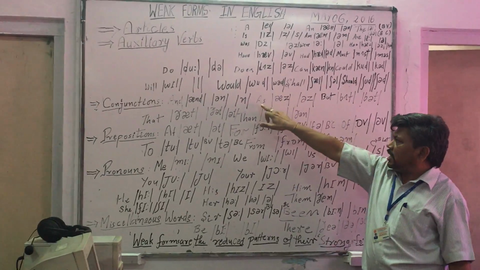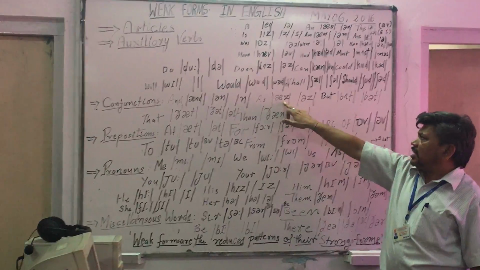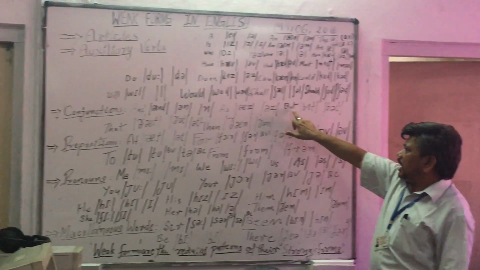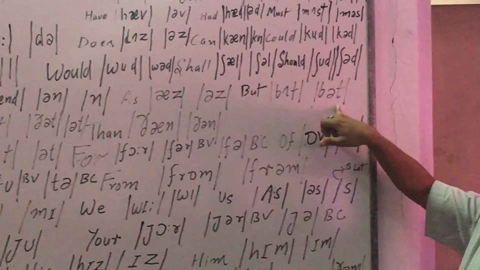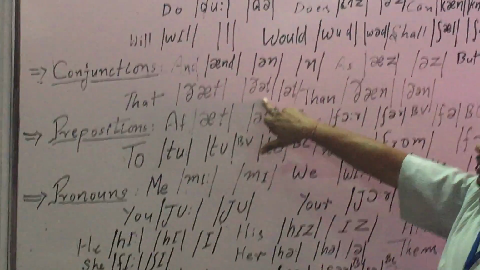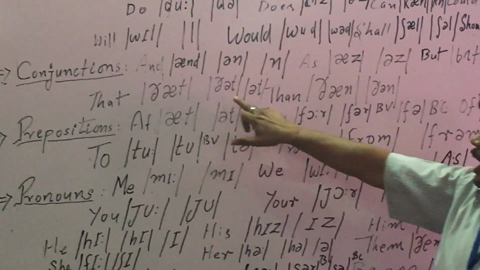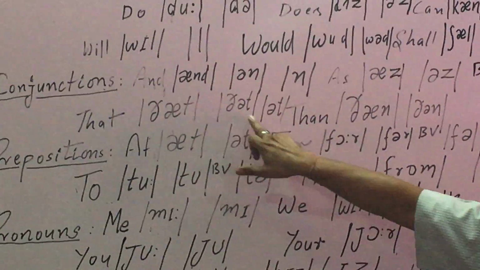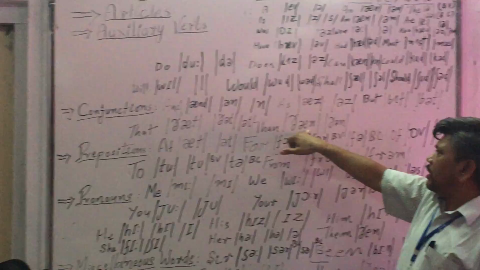Furthermore, we see similarly as, this as becomes 'z', and but becomes 'bt'. That becomes 'thet'. At or, and this does sound sometimes is missing. Than becomes 'then'.